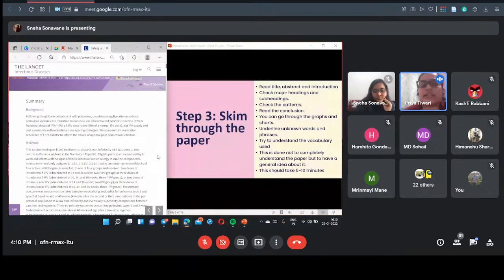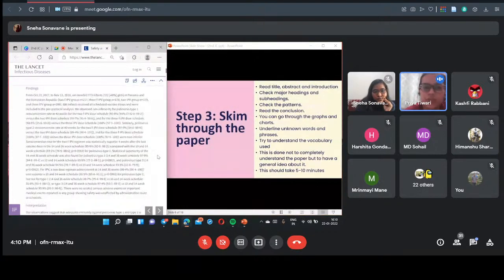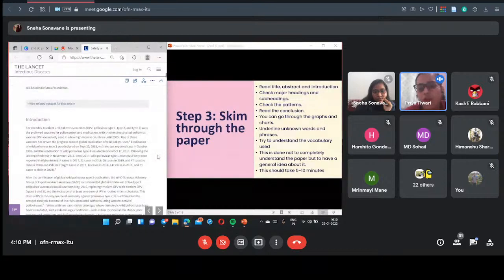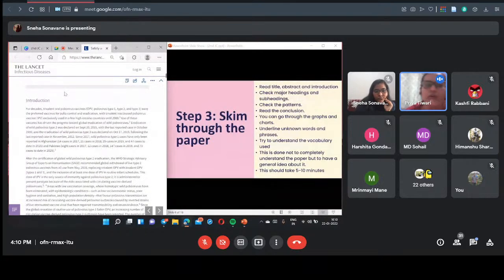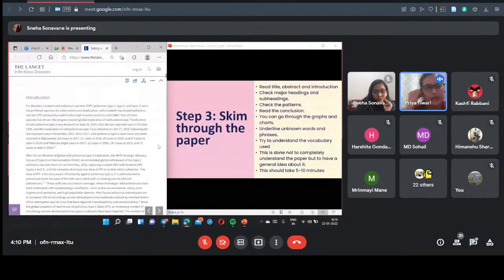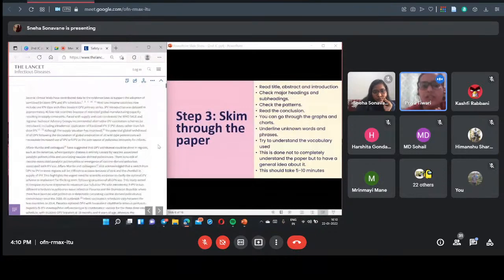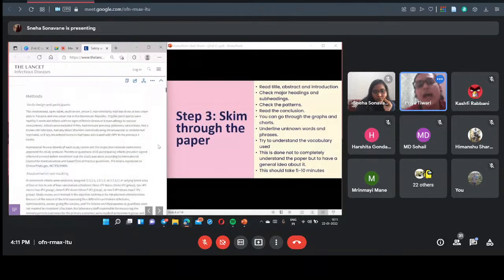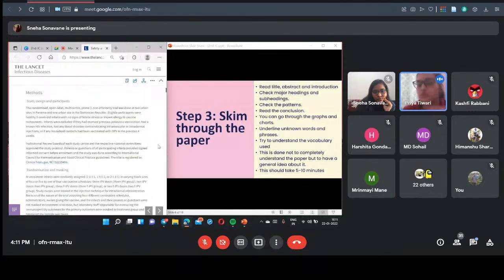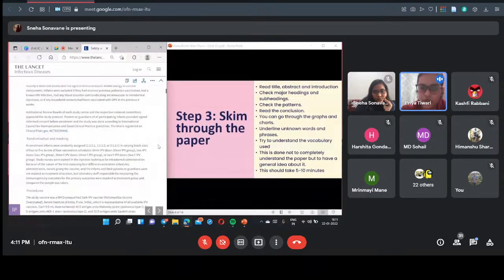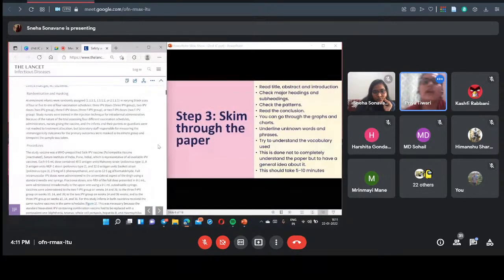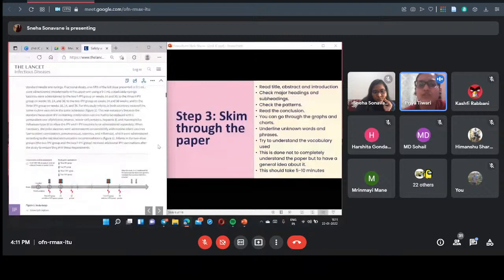Now, this is step 3, that is skimming through the paper. After you have read the title, you have read the abstract and understood what the paper is all about, you choose the paper that, okay, this is the paper I want to read further. Then while reading, this is the first reading that you will do, where you will roughly skim over the paper. You have the general idea of the paper.